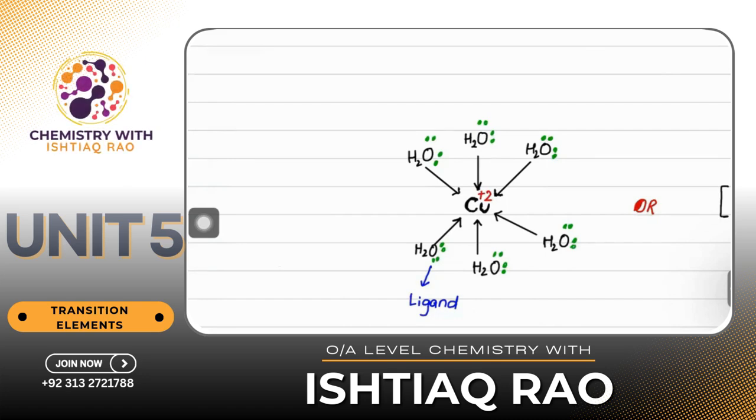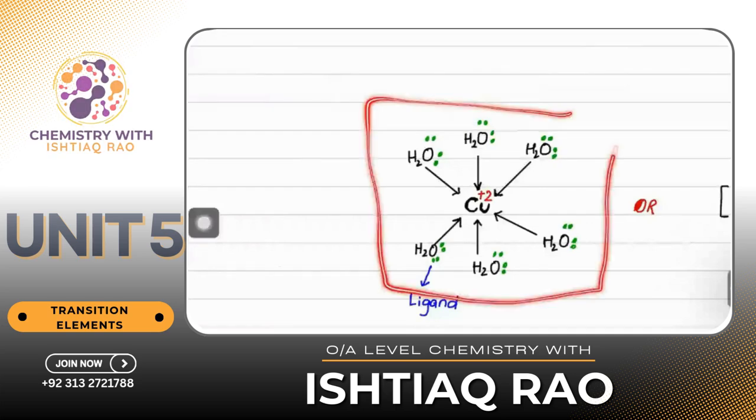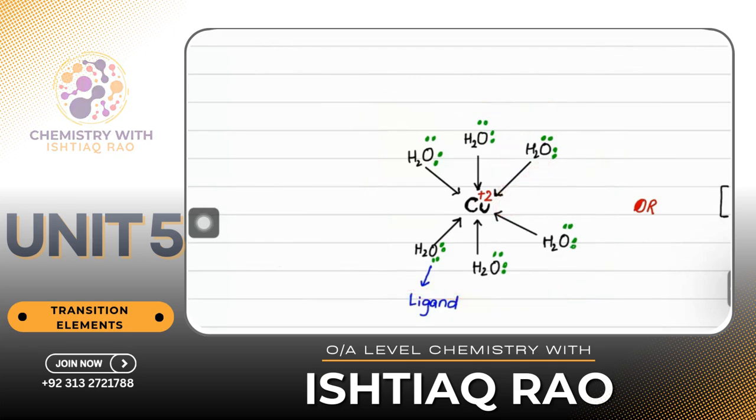So here in this example, I have just explained how the water is going to donate its lone pair to the copper 2 plus. We have a total of 6 water molecules donating their lone pairs to the copper 2 plus. It is represented by an arrow. Of course, this is going to be the dative covalent bond. Why dative covalent bond? Because oxygen is giving its lone pair to the copper.